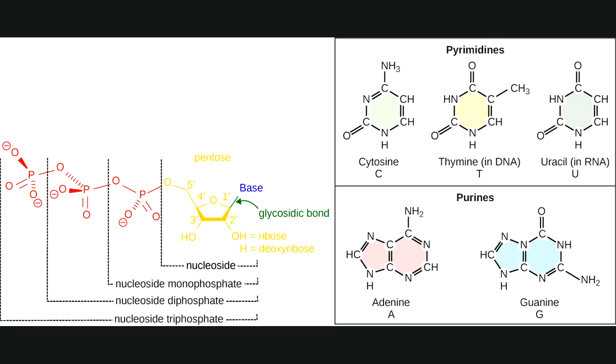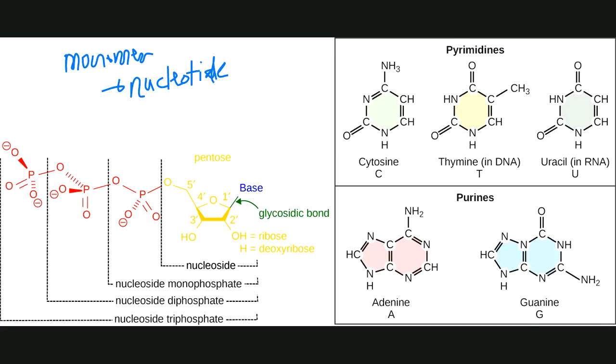So in general, let's just review the structure of DNA together. DNA is essentially a macromolecule or a polymer that's made up of individual monomers. The monomer of DNA is a nucleotide, and this is one nucleotide here.